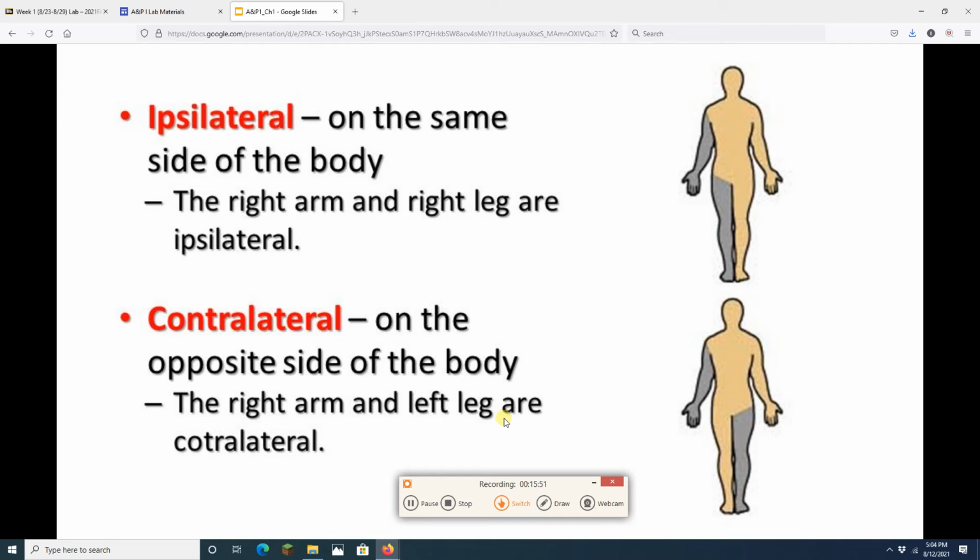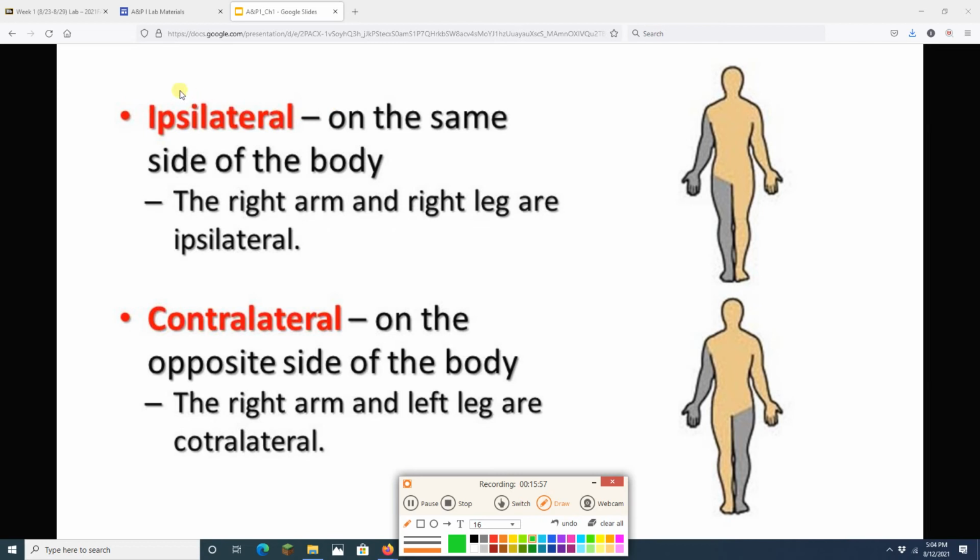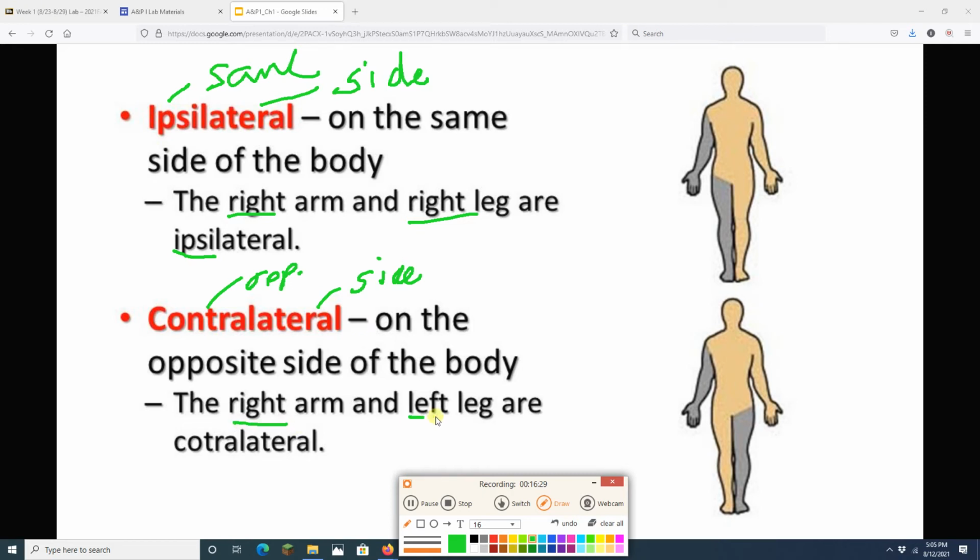Another pair of terms are ipsilateral and contralateral. Let's break these words down. Ipsi means same, and lateral literally means side. Think about like a quadrilateral, a four-sided object. So ipsilateral structures are on the same side. The right arm and the right leg are ipsilateral. Contra, opposite. I'm just going to write op. Lateral again, side. Contralateral things are on opposite sides. So my right arm and my left leg are contralateral to each other.